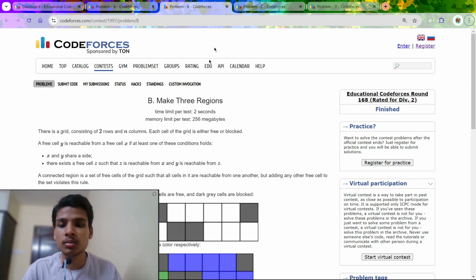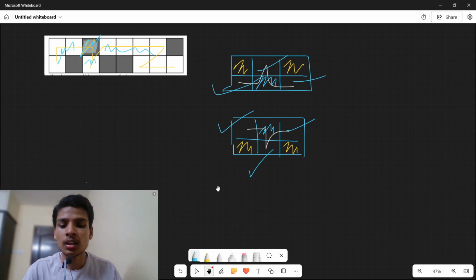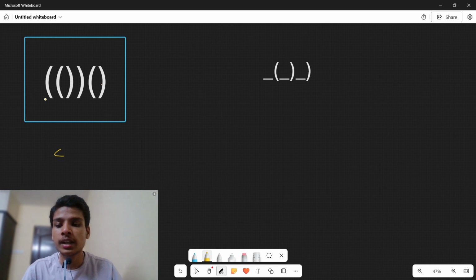Okay. So let's now discuss the next problem, that is problem C, that is even positions. So I will discuss it here only. In this question, you will be given a balanced parenthesis sequence, okay? And there is one attribute named the cost of a balanced parenthesis sequence. But what is the cost? I will tell you. For example, first of all, write the index of each and every parenthesis. That is 0, 1, 2, 3, 4, and 5.